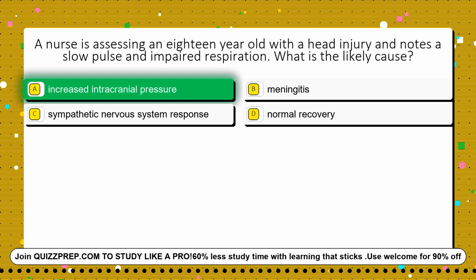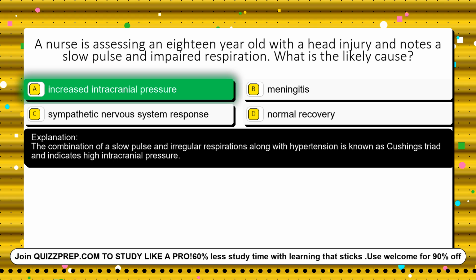The correct answer is option A. Increased intracranial pressure. The combination of a slow pulse and irregular respirations along with hypertension is known as Cushing's triad and indicates high intracranial pressure.